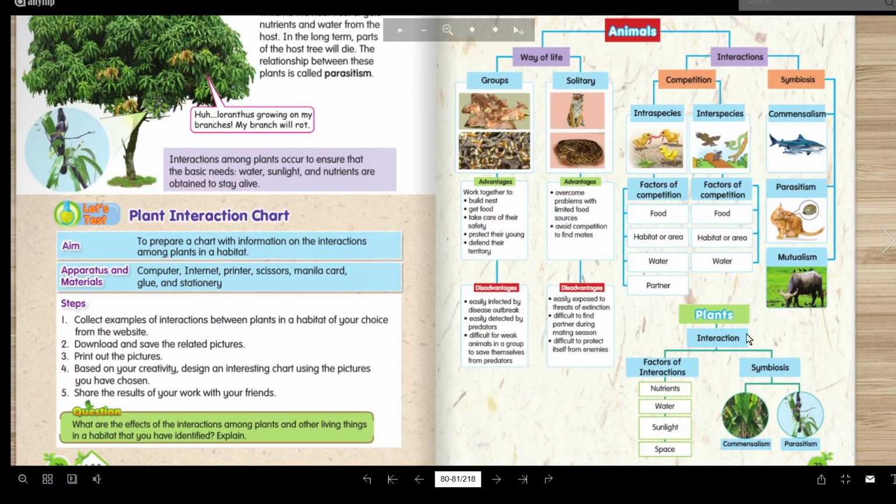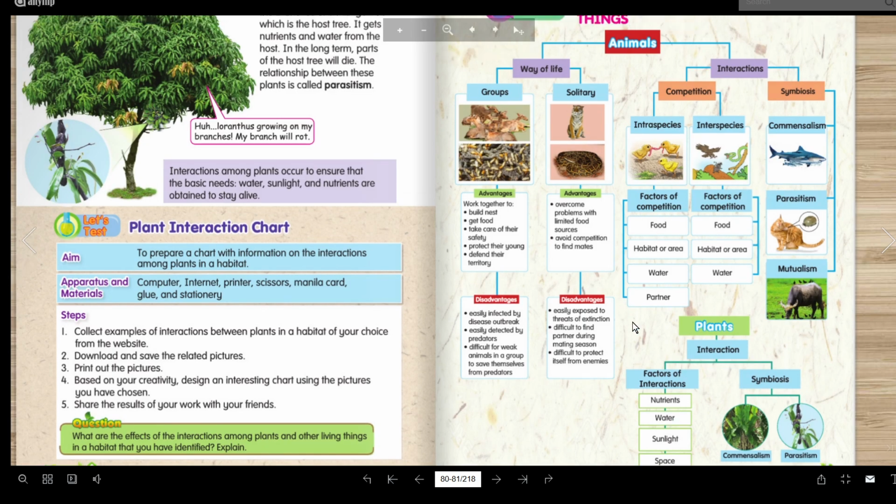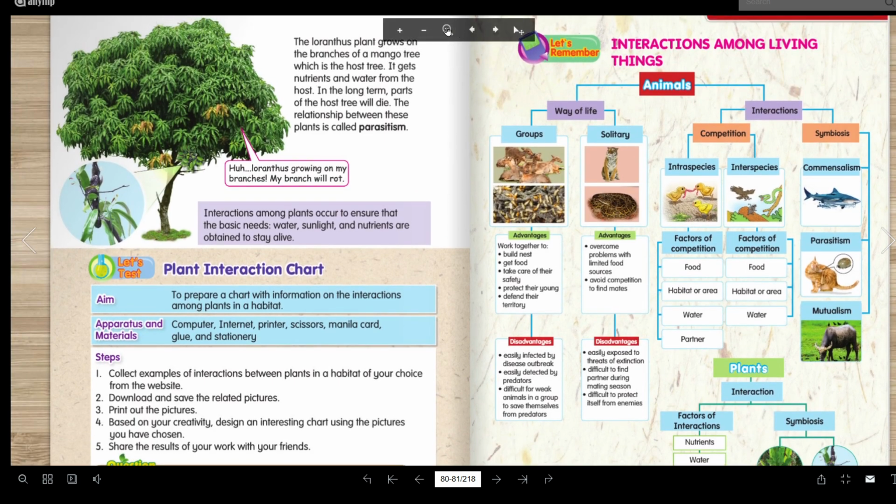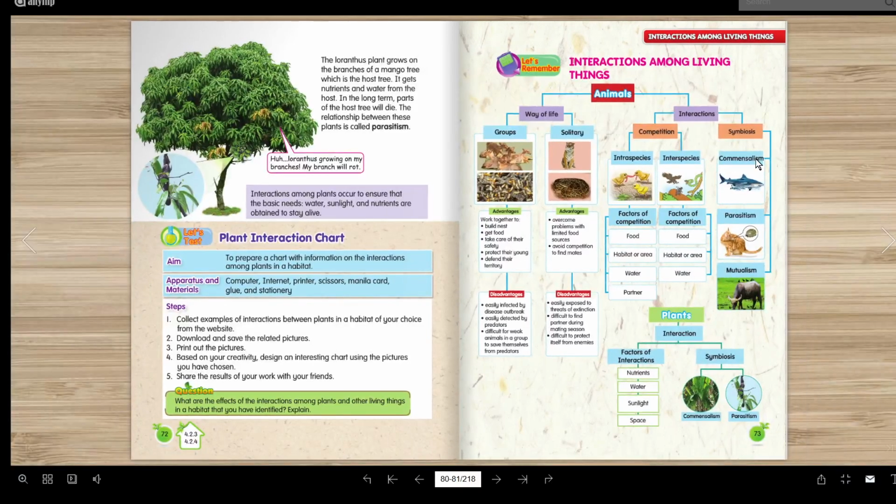Same thing we have seen in plants. The factors for which they interact are nutrients, water, sunlight, and space. There are only two types of symbiosis in the case of plants: commensalism and parasitism. It is the same as in animals, right? This is what we have learned. Do you have any questions?